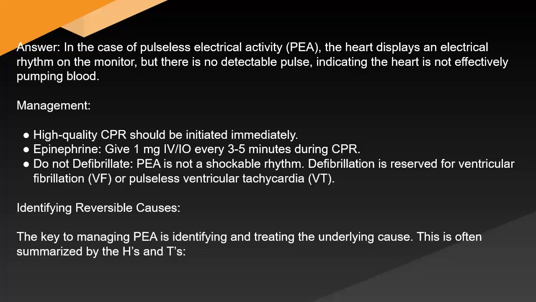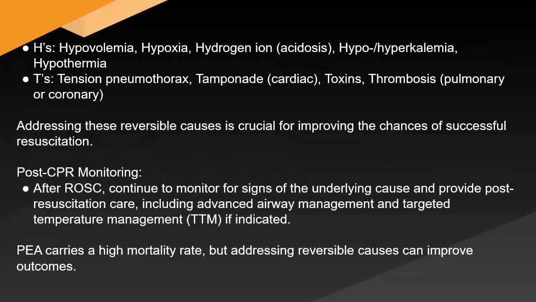Identifying reversible causes: the key to managing PEA is identifying and treating the underlying cause. This is often summarized by the H's and T's. H's: hypovolemia, hypoxia, hydrogen ion (acidosis), hypo/hyperkalemia, hypothermia. T's: tension pneumothorax, tamponade, cardiac toxins, thrombosis, pulmonary or coronary. Addressing these reversible causes is crucial for improving the chances of successful resuscitation.